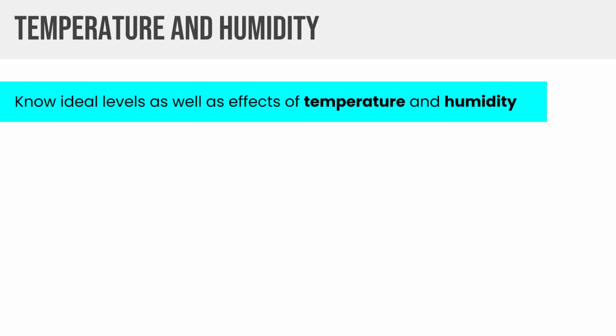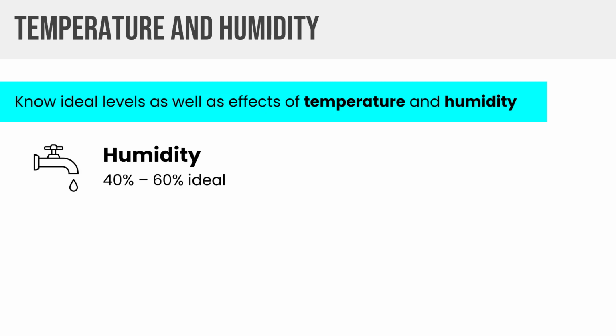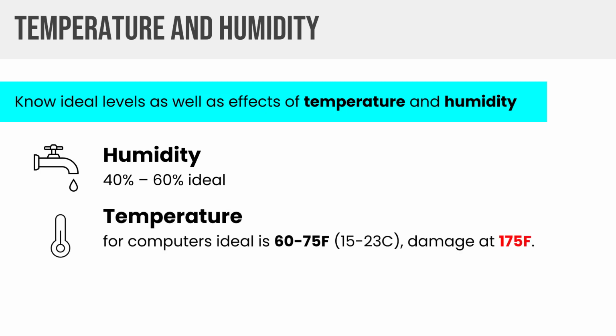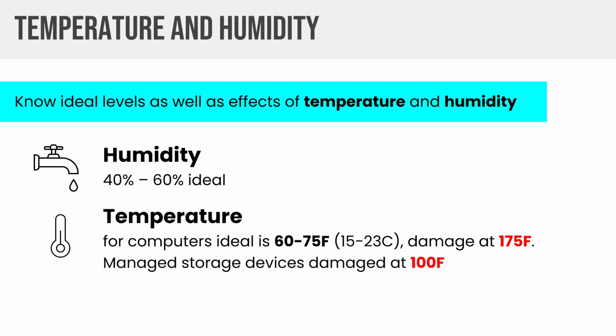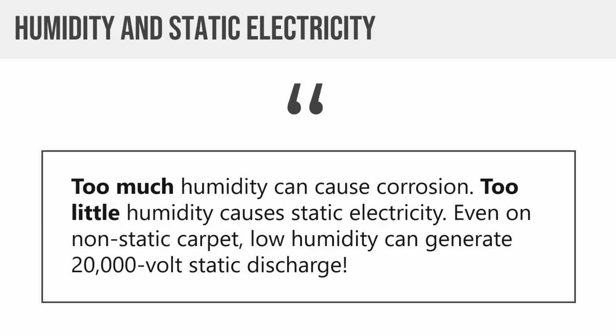So, know the ideal levels, as well as the effects of temperature and humidity. I think these are easy facts to remember and useful. So humidity, 40 to 60% is ideal. Temperature for computers, ideal is 60 to 75 Fahrenheit, so that's 15 to 23 Celsius. Damage really kicks in at 175 Fahrenheit and up. Managed storage devices, though, can be damaged at as low as 100 Fahrenheit.